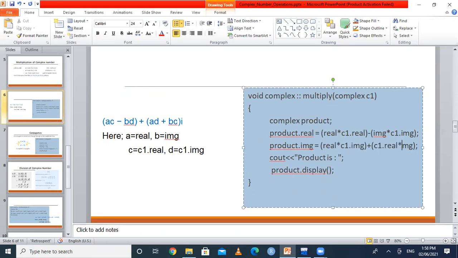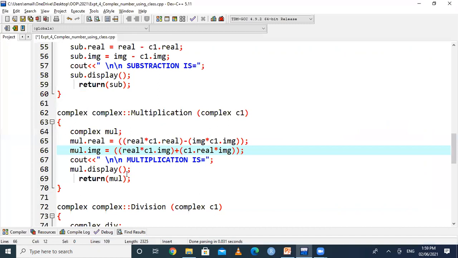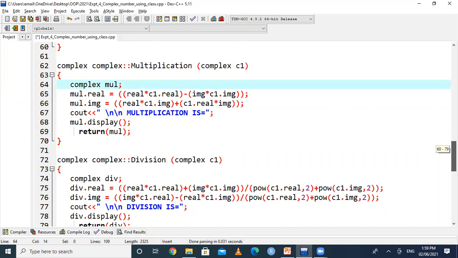Now it is correct. So it is real multiplied by C1 dot IMG. Real means A and C1 dot IMG means D. AD plus BC. So in this way, you can go for multiplication. And again, we have to display the multiplication. We have to call display function and returns this object MUL, which is created for storing multiplication output.